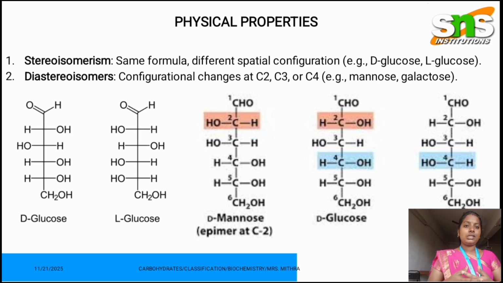And the next one is diastereoisomers, which have configurational changes only at the second carbon, third carbon or fourth carbon. You can see the right side examples of mannose and galactose, with D-glucose in the center. In mannose, the second carbon of D-glucose changes as a mirror image, and in D-galactose the fourth carbon changes as a mirror image. So these are the structural differences of stereoisomerism and diastereoisomers.